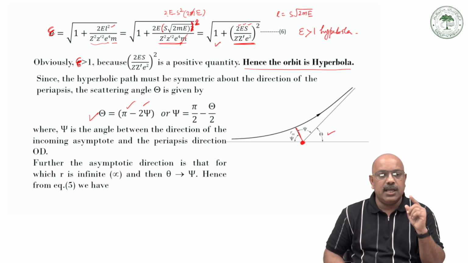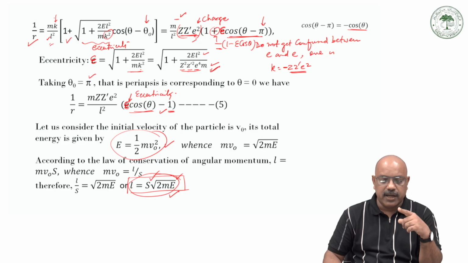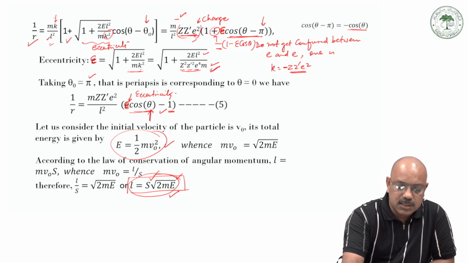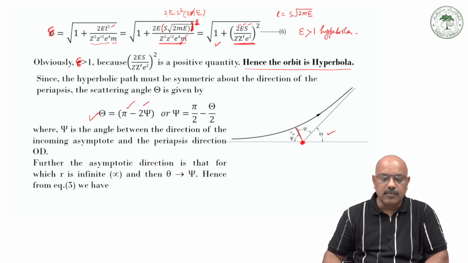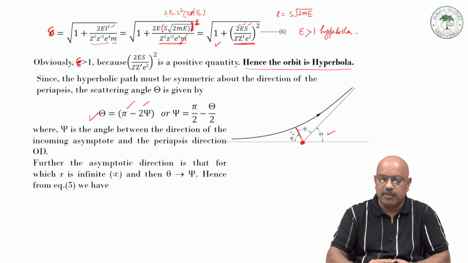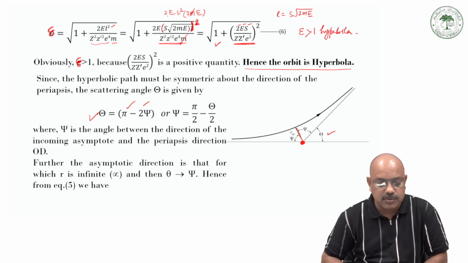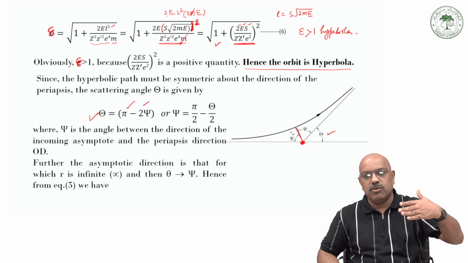Now the important thing here is the asymptotic direction, because when r goes to infinity, theta goes to psi. Hence equation 5, which is my equation 5. This theta we are talking about, this theta, is, after the scattering, the angle of the incident particle. So when r is infinity, theta is going to be psi.